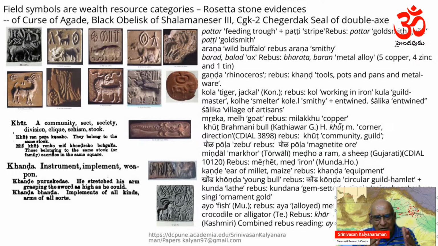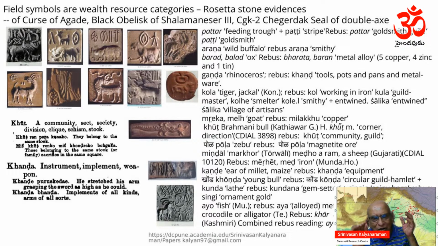Polar, Pull, tiger. Polupuli, Telugu. Pull, working in iron. Pulla, guild master. Pull hair, smelter. Pull hair, smithy. Entwined tigers: Salika, entwined. Shalika, village of artisans. Entwined tigers showing an artisan village. It is all from the field symbols.